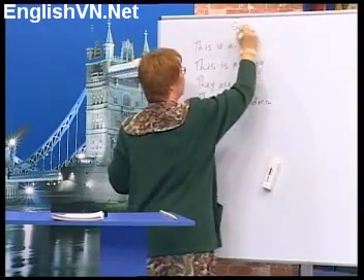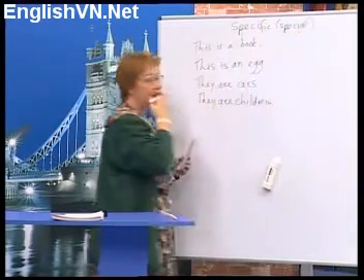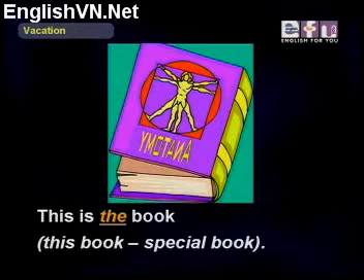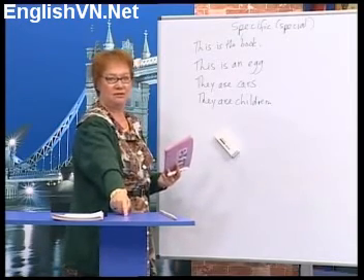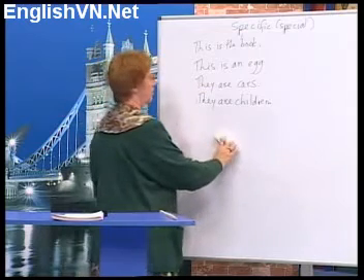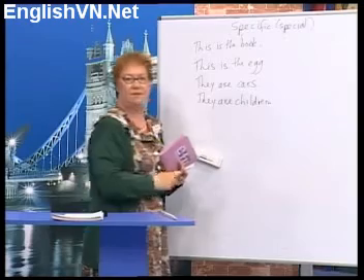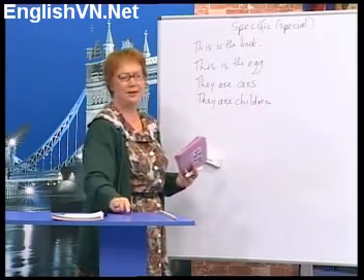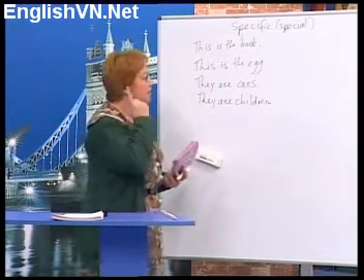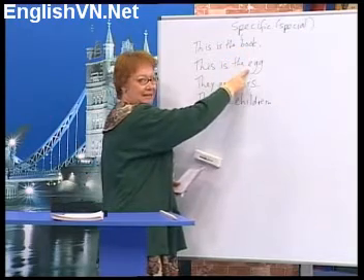Okay? Now, if we talk about specific, then these change. If we get specific or special, then we change. We can say, this is the book. This is the book I want. This book is special. Okay? This is the book. This is the egg. This is the egg I want to eat. This is a special egg. This is my egg. Okay? This is the egg. Notice how we change the sound a little bit. The egg. The book, the egg.